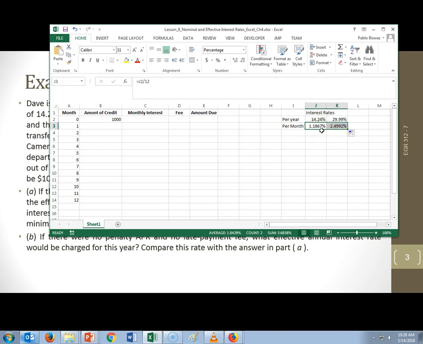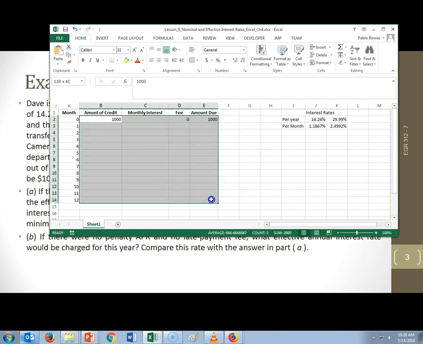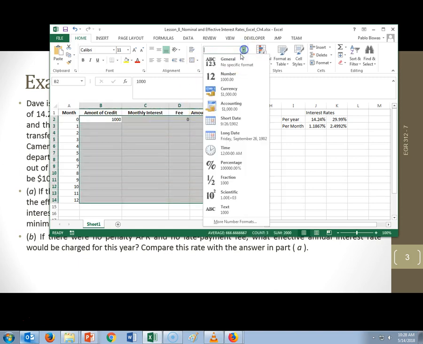Now amount of credit for the year, month number 1. At the second month the interest rate will be charged, right? So there is no interest at the first. That means when they borrowed the money, there will be no fee for that. The amount due at the beginning is basically $1,000. Let me make it an absolute number.